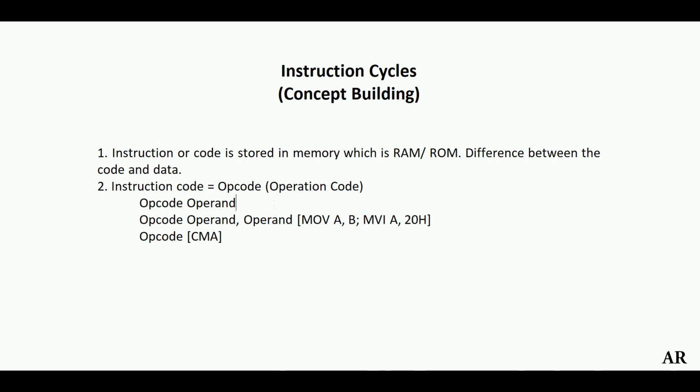The third example, in which only one operand is present, you can write ANA B. So, AND the contents of accumulator with the B register. Here the operand is just your B register, whereas the opcode is ANA. So instruction code starts with an opcode, and it can have any of these formats: opcode followed by an operand, opcode followed by two operands, and just a standalone opcode. So this is the second important concept which you should understand.